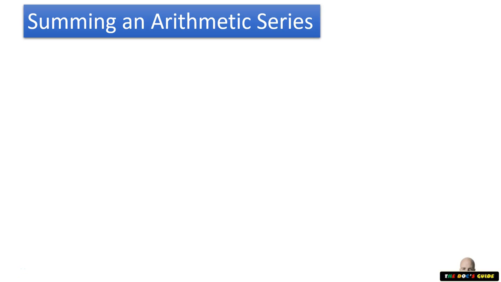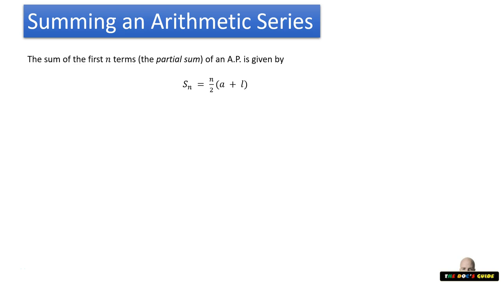Hello mathematicians, we're now going to have a look at summing an arithmetic series or an AP. So the sum of the first n terms, which is sometimes referred to as the partial sum of an AP, is given by this formula.